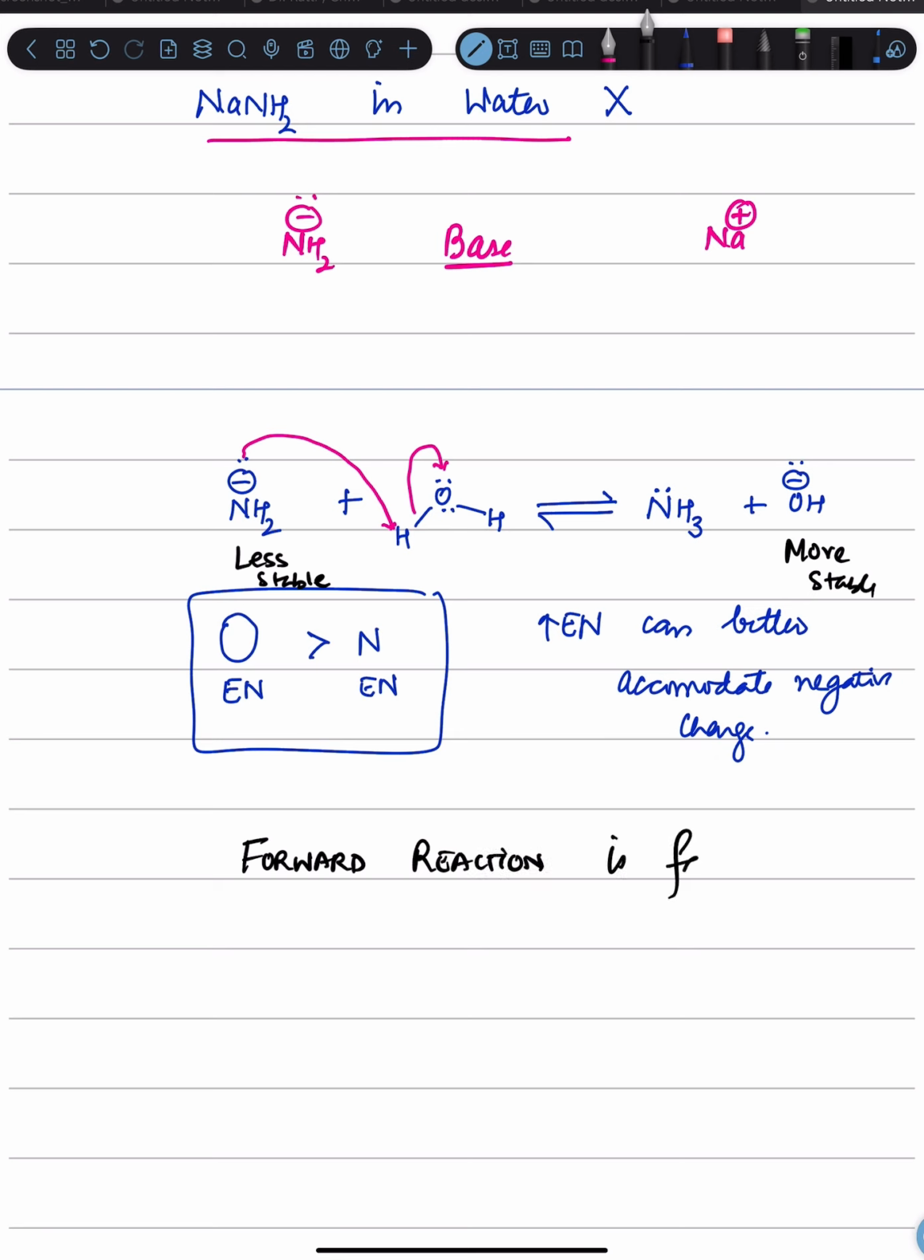It means that the base which we were planning to use ended up getting consumed in the solvent. It got converted to ammonia in the reaction, so the base NH2 negative is no longer available. If you dissolve sodamide in water, the amide ions get consumed by water, which is used as a solvent, and what we get is OH negative ion.